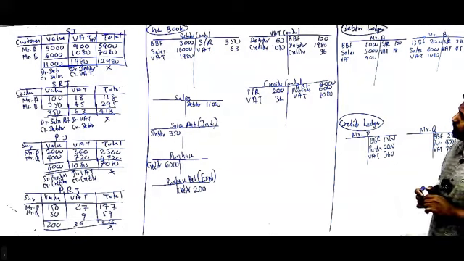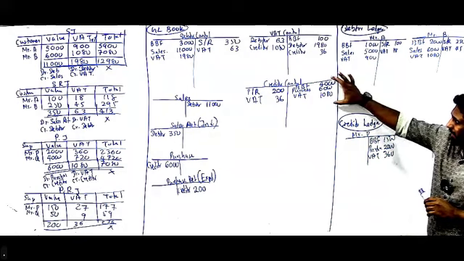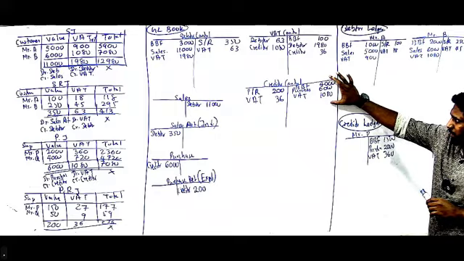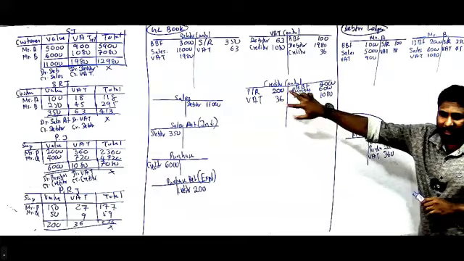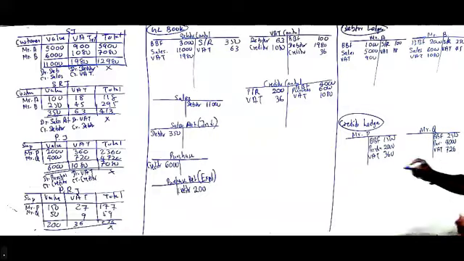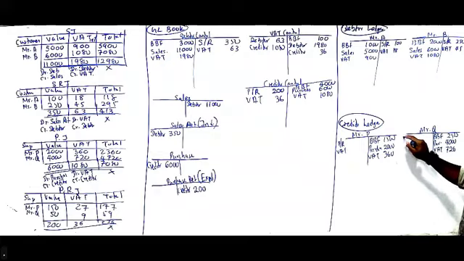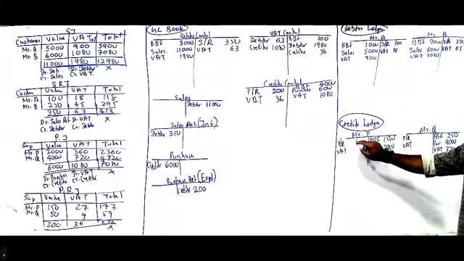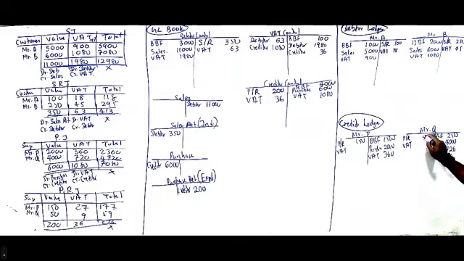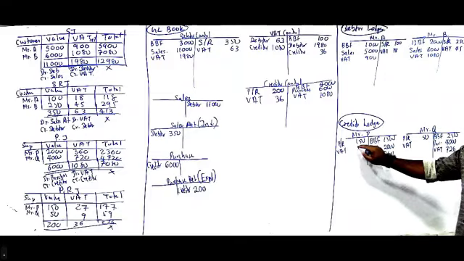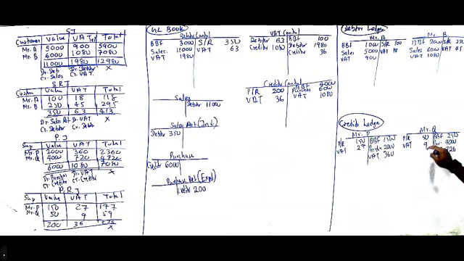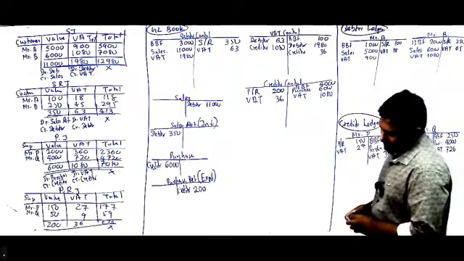So what did I tell you? Once you write any item in the creditor control account, go and write the detailed version in the individual accounts. So purchase return, VAT. Purchase return, VAT. So what are the detailed values of purchase return? 150 and 50. VAT detail values 27 and 9. That is also done.